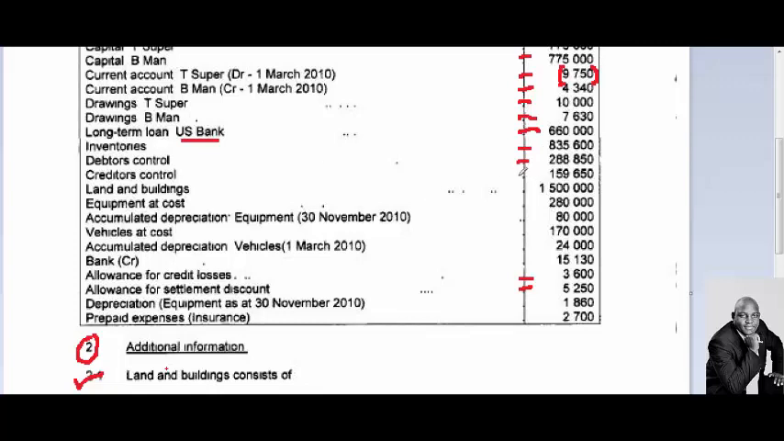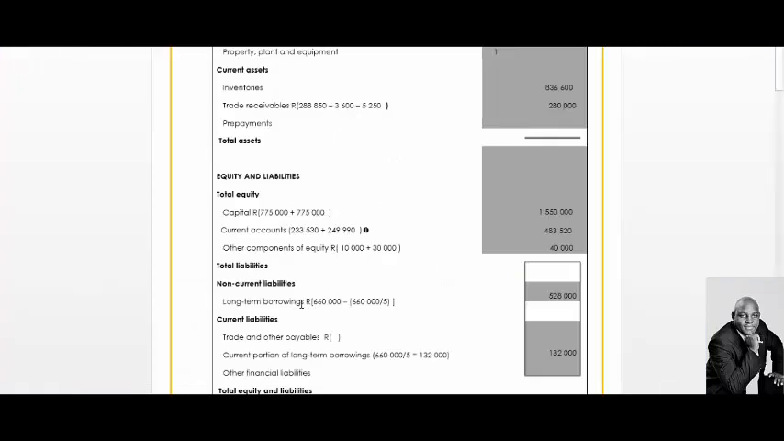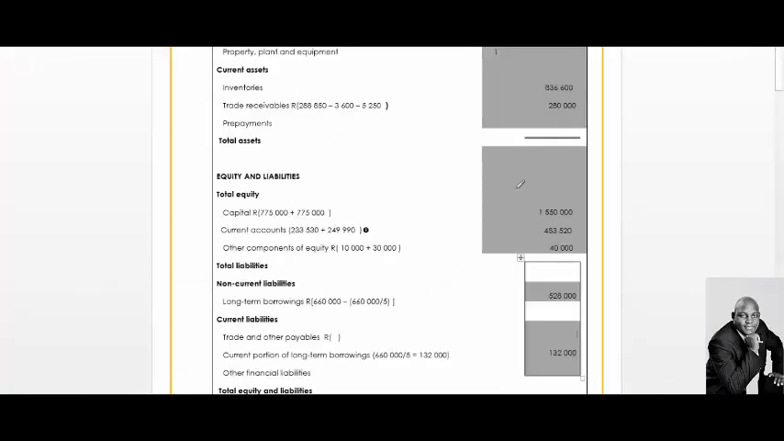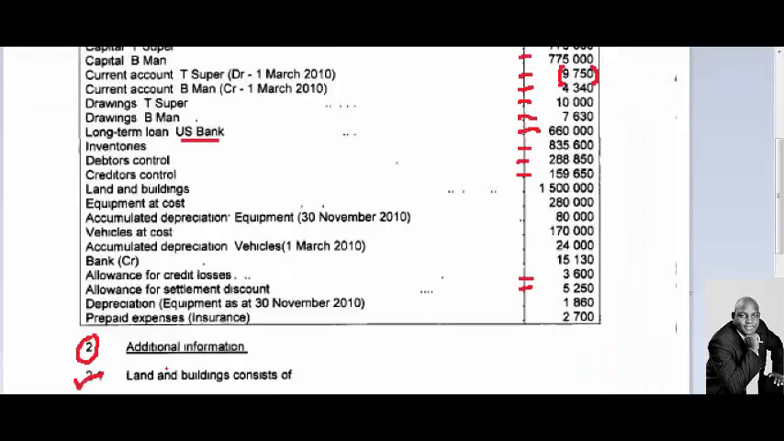Okay, so we keep going down the same level. Creditors control, these people you owe money to. So that's your current liabilities. That's your trade and other payables. Creditors control is 159,650. Okay, so that's part of your creditors control. And then let's go back to our trial balance.